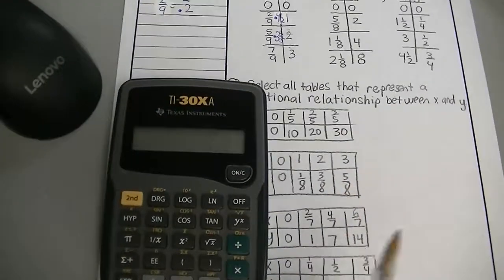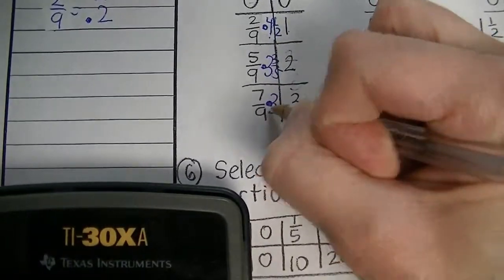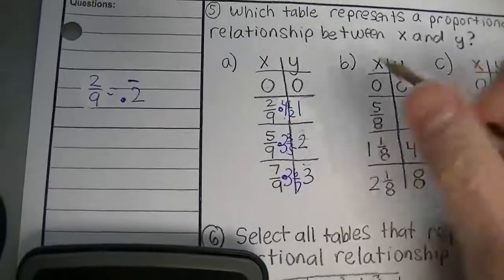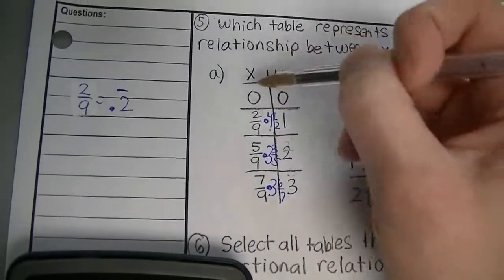Fraction bar ninths, 3 6/7. So I multiplied x by 3 6/7 to get the y value. And you're going to see right now that this is not a consistent unit rate. So this right here is not my answer.